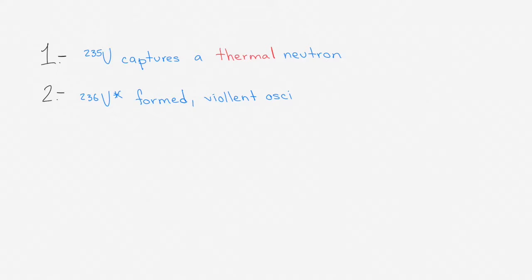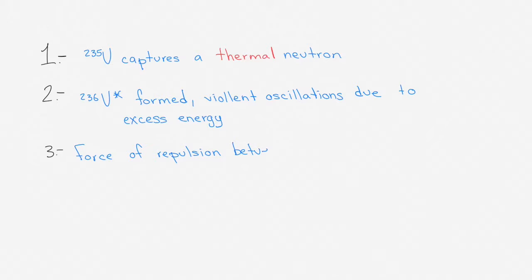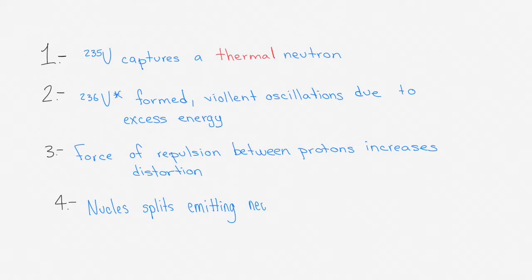So, the steps for fission are the following. 1. The uranium-235 nucleus captures a thermal, or slow-moving, neutron. This capture results in the formation of uranium-236, and the excess energy of this nucleus causes it to undergo violent oscillations. The uranium-236 nucleus becomes highly distorted, and the force of repulsion between protons in the two halves tends to increase the distortion. The nucleus splits into two fragments, emitting several neutrons in the process.